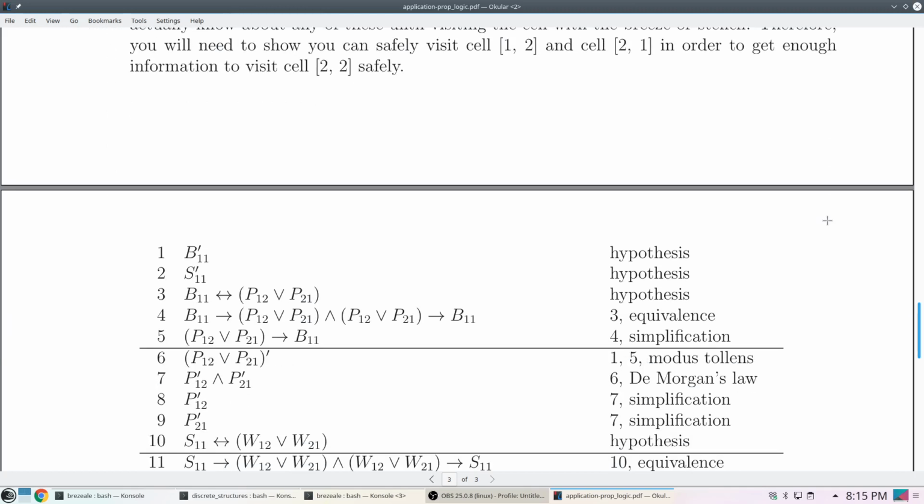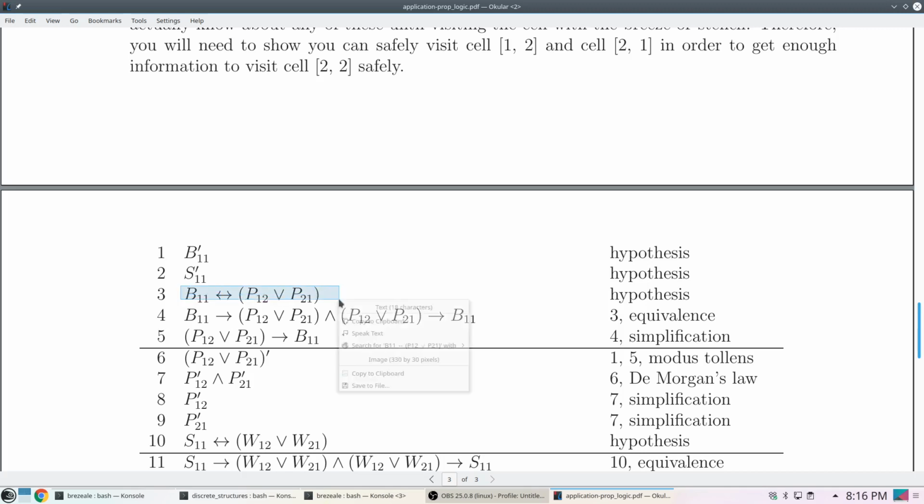All right? So every 5 statements, I put a line just to make it easier to figure out what we're looking at. But I start off knowing there's not a breeze in cell 1-1 and there's not a stench in 1-1, so these are hypotheses. I also know a fact about the world, and that is if there's a breeze in 1-1, then there must be a pit in one of these adjacent cells, and likewise, if there's a pit in one of these adjacent cells, then there must be a breeze in 1-1.